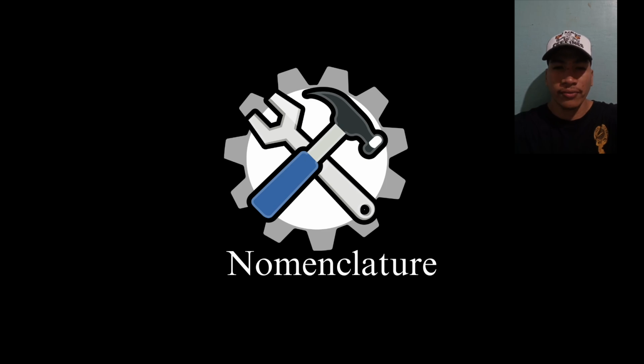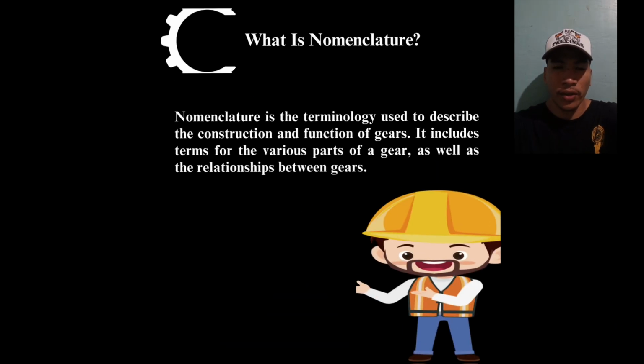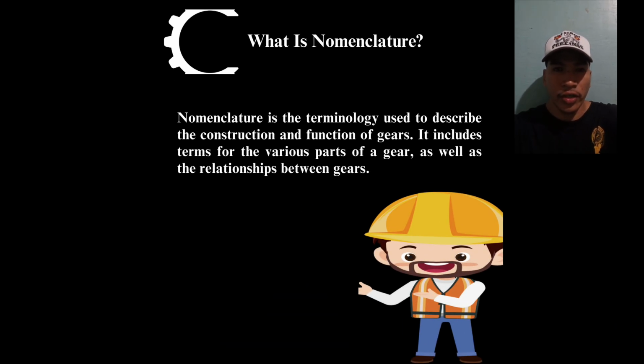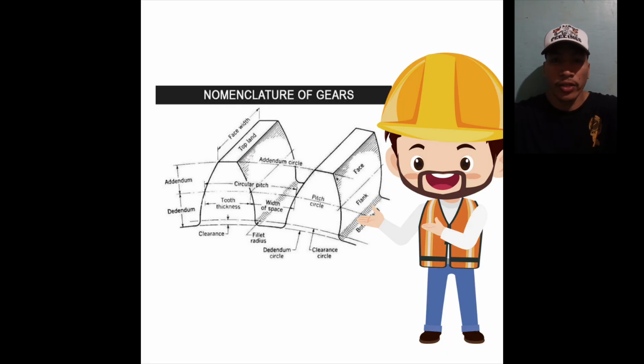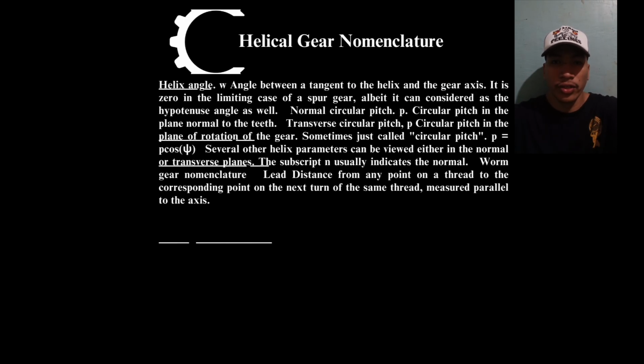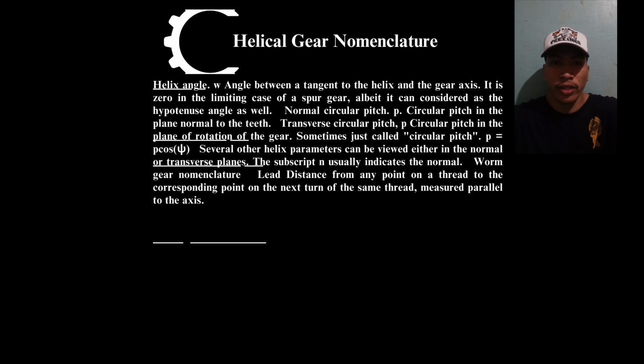Nomenclature. What is nomenclature? Gear nomenclature is the terminology used to describe the construction and function of gears. It includes the terms for the various parts of a gear, as well as the relationship between gears. I have attached one example of a gear nomenclature, and this is the helical gear nomenclature.